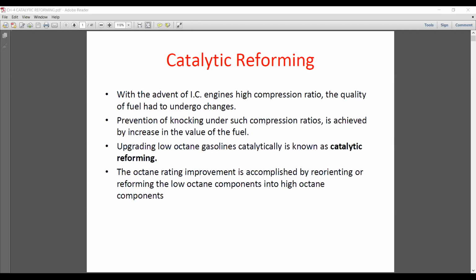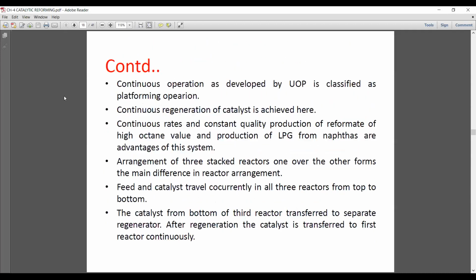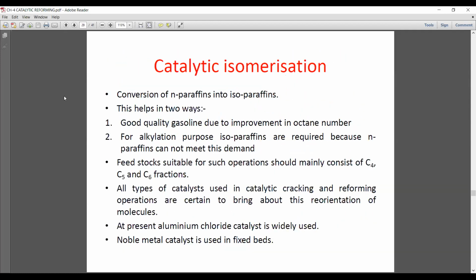Okay, so let's start. We were talking about catalytic reforming from chapter 4. And in catalytic reforming, we have seen the process steps, process reactions, and we have seen what is alkylation. Okay, and I showed you a video on alkylation. Now we'll move to the next process of reforming, which is catalytic isomerization.